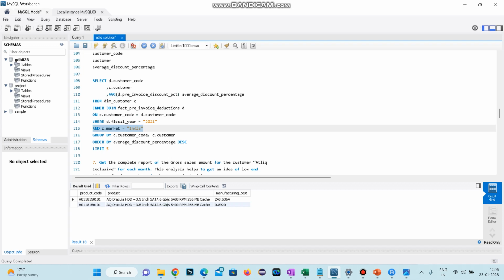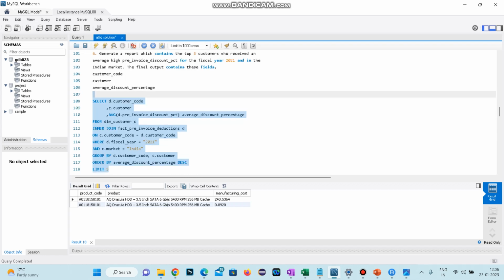After that we are grouping by customer code and customer, so that we get the average for each customer, and then we are ordering by average discount percentage in descending order, so that at the top we get the highest. We want only the top 5 customers, so we are using limit here, but in actual practice, if we want to run on different databases, it would be better to use the rank function and then query for rank less than or equal to 5, so that we get the top 5 records.